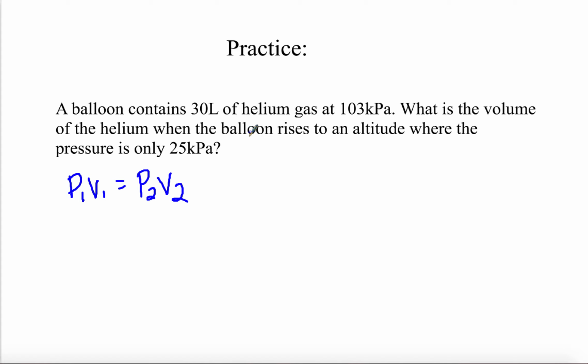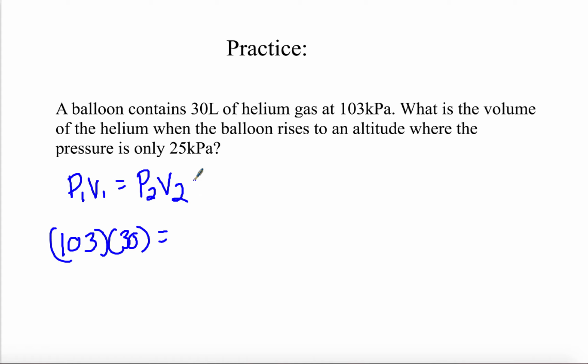All right, so the hardest part is just identifying what these numbers actually mean. So we have 30 liters. Liters indicates that's a volume of helium gas at 103 kPa. The kilopascals is the unit for pressure. So we have an initial volume and pressure, hence your P1V1. So 103 times 30. We are asked to find what the volume of the helium is going to be.